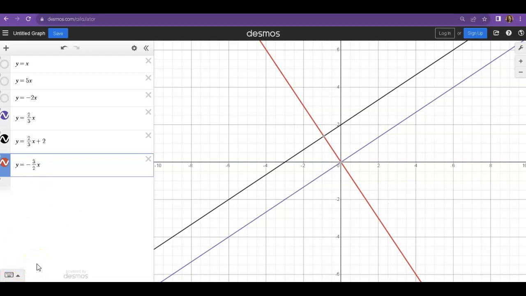So this is a tool that we can use to quickly discover the relationship between the equation of the line and the actual graph, and that helps them remember more than if I had just told them that relationship.